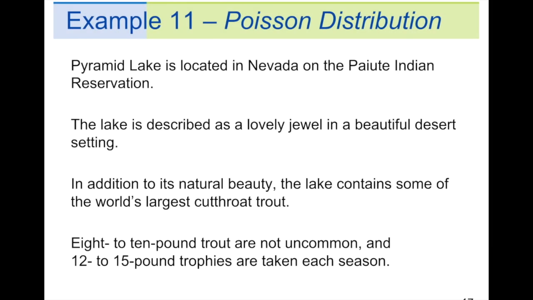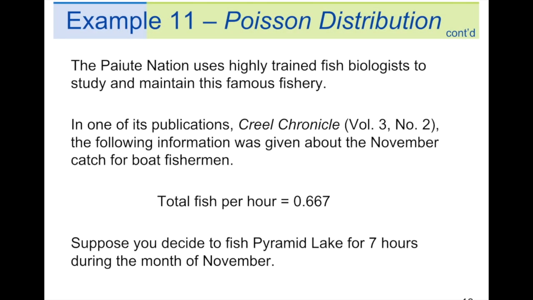Pyramid Lake is located in Nevada on the Paiute Indian Reservation. The lake is described as a lovely jewel in a beautiful desert setting. In addition to its natural beauty, the lake contains some of the world's largest cutthroat trout. 8 to 10 pound trout are not uncommon, and 12 to 15 pound trophies are taken each season. The Paiute Nation uses highly trained fish biologists to study and maintain this famous fishery. In one of its publications, the following information was given about the November catch for boat fishermen.